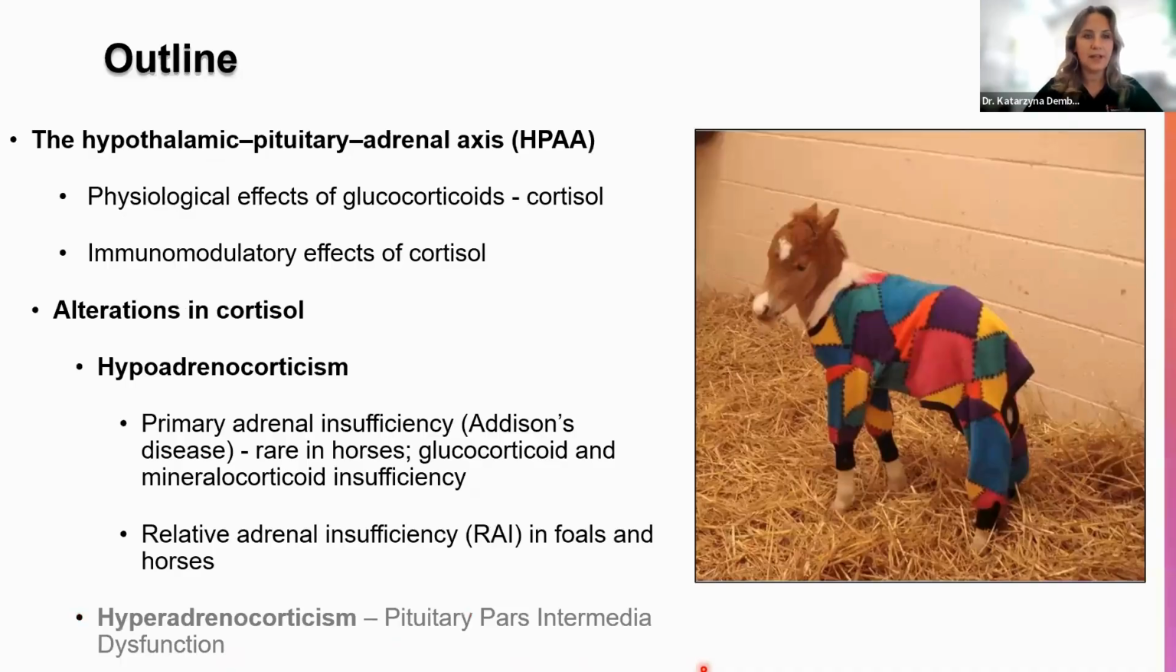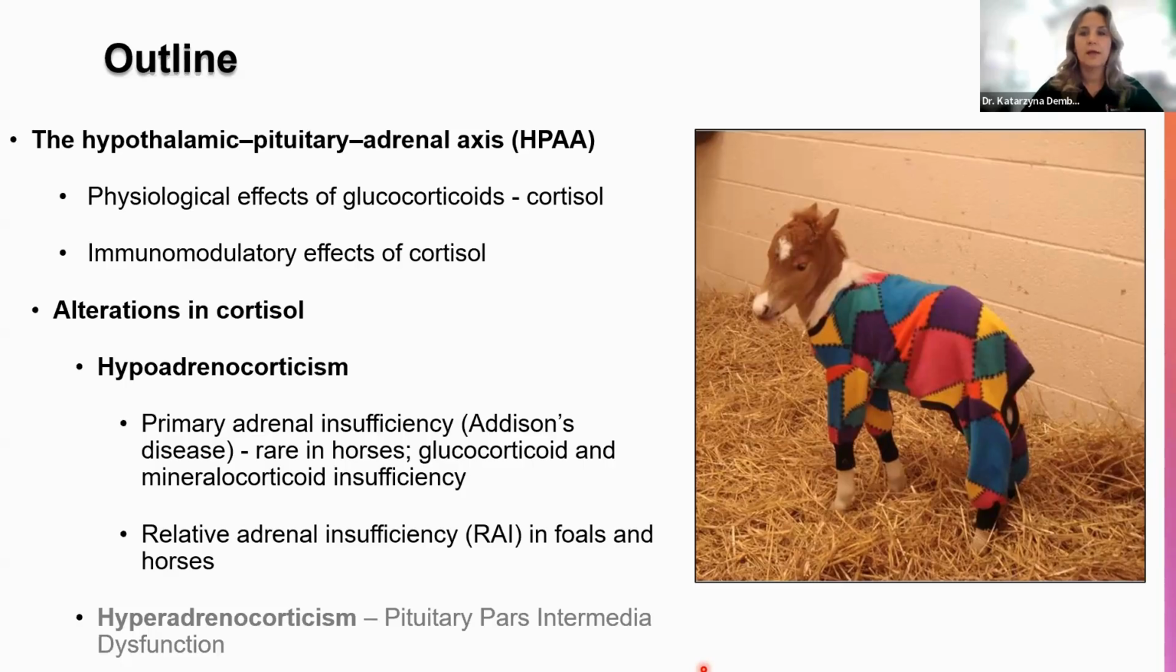So this is the outline for the lecture. We'll focus mostly on the hypothalamic pituitary adrenal axis physiology and cortisol regulation. I will also talk about physiological and immunomodulatory effects of cortisol. And then we'll move on into alterations in cortisol, and that includes hypoadrenocorticism. Mostly in horses, we talk about relative adrenal insufficiency, as well as hyperadrenocorticism, which is not that common in horses.